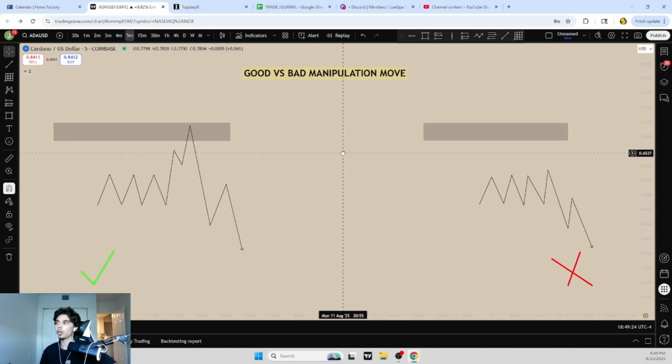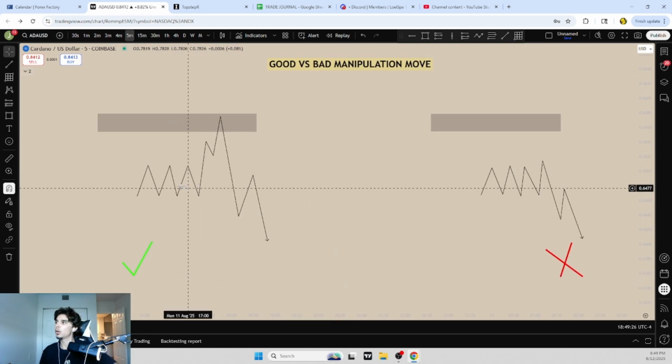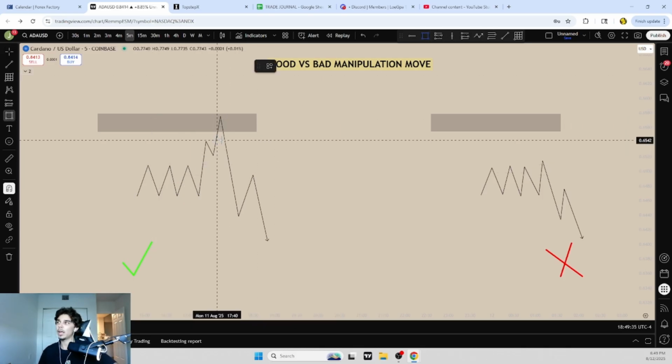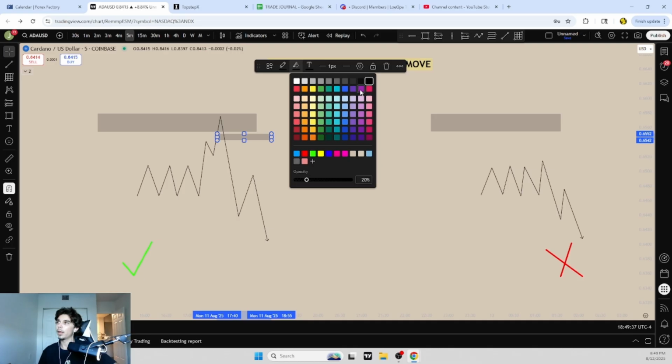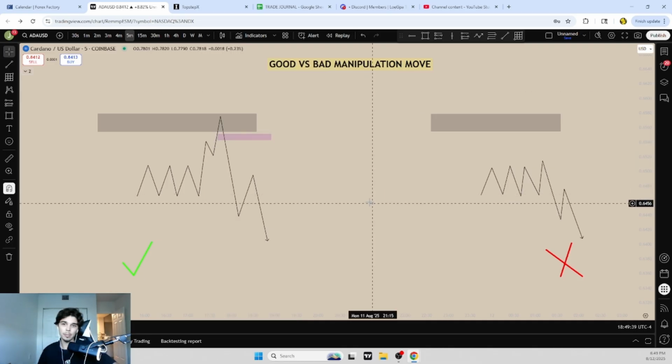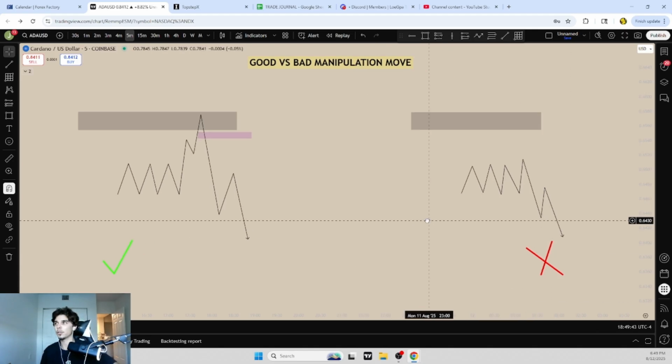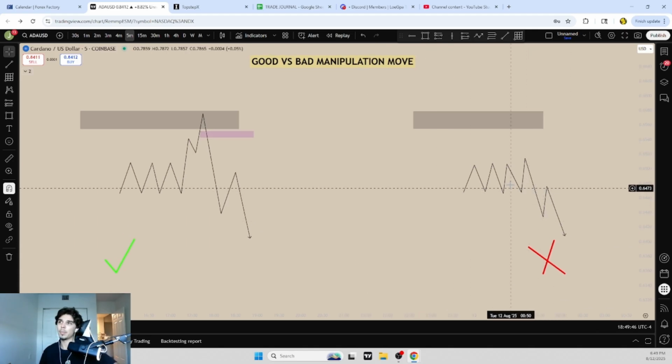So again, good versus bad manipulation move. What do we have? Accumulation zone into what? Into a high time frame PD array or just a PD array, right? And then we reject, get an inversion out of it. And again, I'm just showing you guys these essentially same examples over and over again so you guys can get it engraved into your brain, right? And I hope you guys are taking notes. Now, what is this? This is a bad manipulation move, right?